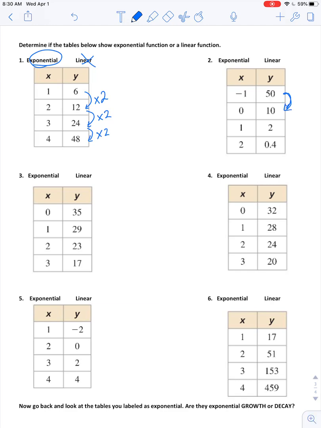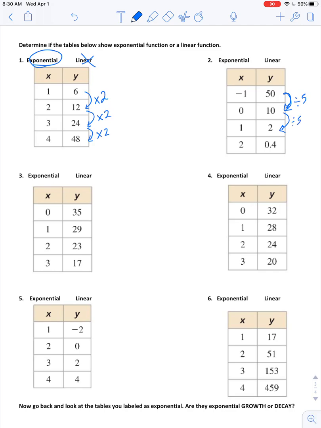And number 2 here, again, we're really just focusing on that right column, that y column. So 50 to 10, I could either divide by 5 or subtract 40. Let's try dividing by 5 or multiplying by 1/5.